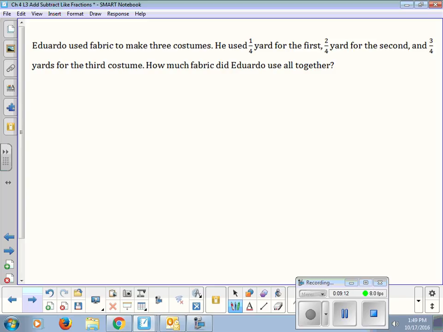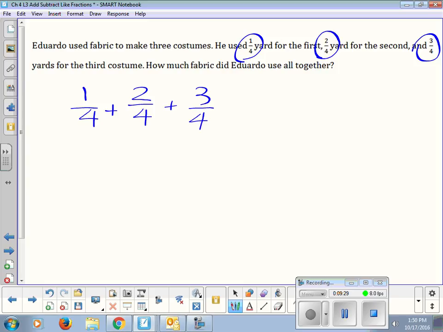So what do we have to do with these 3 values? Add them all. Okay, so we are adding those 3 fractions. We have 1/4 plus 2/4 plus 3/4. We have fractions with a like denominator. We always keep that denominator. Now we add our numerators. 1 plus 2 gives us 3. 3 plus 3 gives us 6.